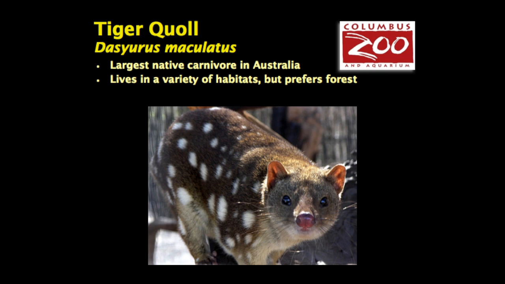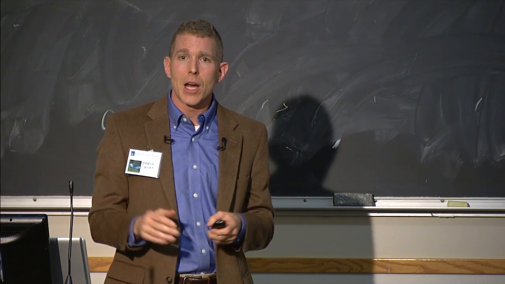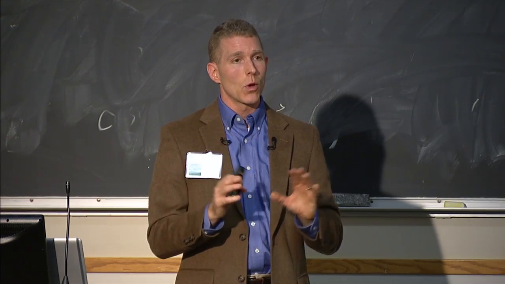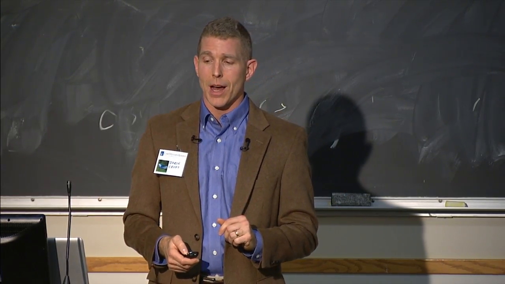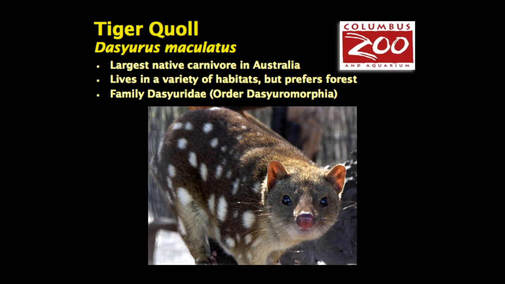It lives in a variety of habitats, but prefers forest, and that's probably why you get the spotted coat. It probably helps camouflage. Its overall form allows it to be an ambush predator, and helps hide it from its prey. And it's a member of the family Dasyuridae in the order Dasyuromorphia.